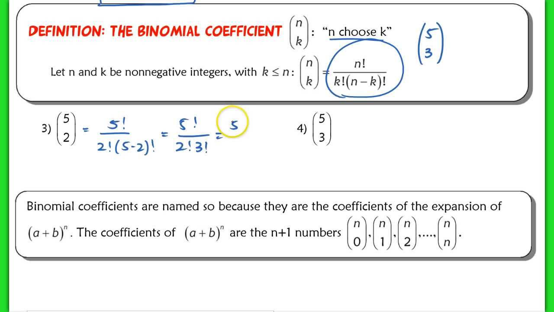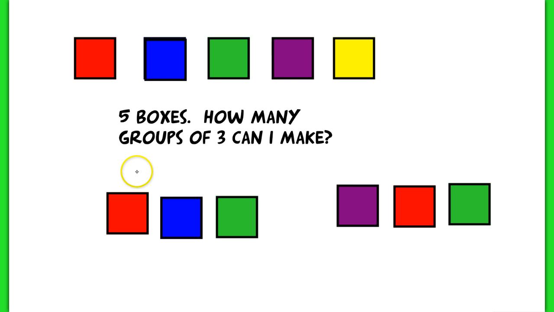And if I simplify here, 5 times 4 times, I'm going to stop at 3 factorial because I know that I have that 3 factorial here that will cancel. And I end up with 5 times 4, 20, over 2 times 1, 2, to give me a total of 10 combinations. So if I went back to that slide here, I would be able to make 10 different combinations of different groupings of 3.